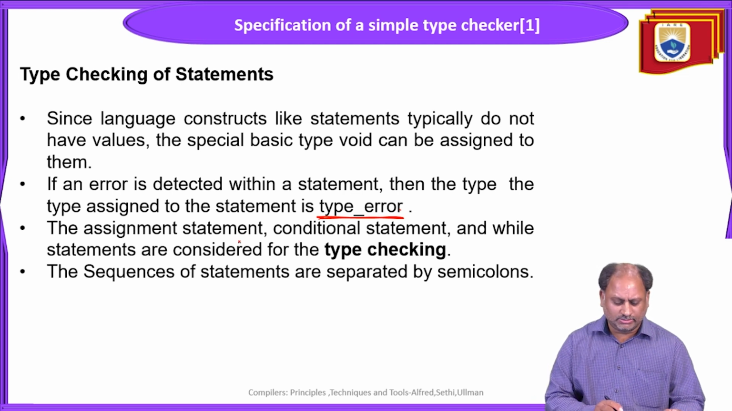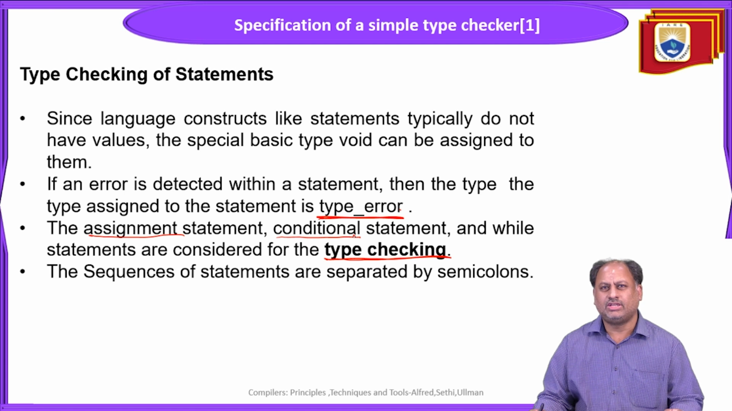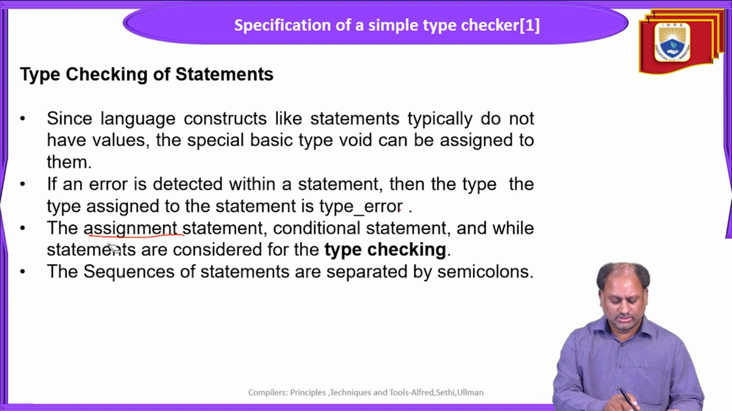There will be statements such as assignment statements, conditional statements, and while statements. These are all to be considered for the type checking process. There are several other statements also. We'll see how the type checking process is involved in conditional, while, and assignment statements. Previously you have seen it with the table. Now we can also see the information step by step. A sequence of statements, that means more than one statement, are separated by semicolons.